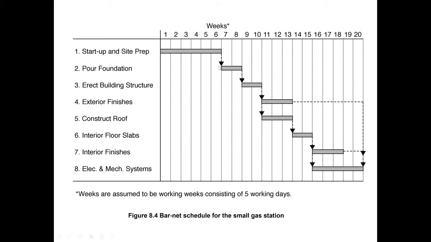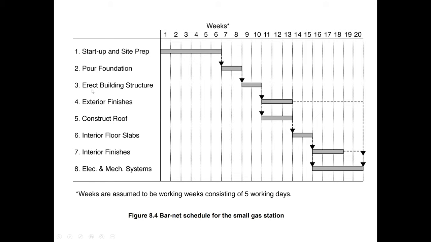We have 8 activities: start of the project, pouring the foundation, and third, erecting the building structure, constructing the walls. Once we complete this building structure, activity 3, and the walls are complete, we can start 2 activities together. The schedule shows 2 activities can be started together: we can construct the roof, and we can also start the exterior finishes. After the 6th activity, interior finishes and electrical mechanical work can also start together.